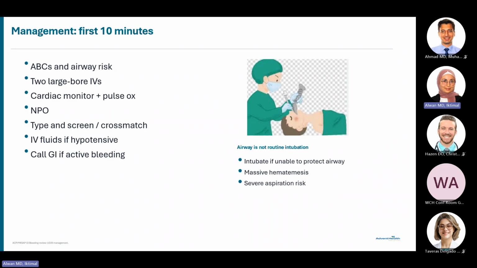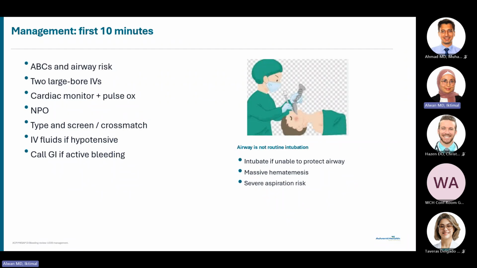Management in the first 10 minutes in the ED: usually ABCs, airway, breathing, circulation, assess if the patient needs intubation or not, 2 large bore IVs, usually 18 gauge, telemetry, vital signs, put the patient NPO, nothing per mouth, type and screen, cross match, and give IV fluids. This is the first step for any upper GI bleed, really resuscitation with IV fluids. And we're going to call GI. Usually the ED will call GI before we get the patient on the floor.